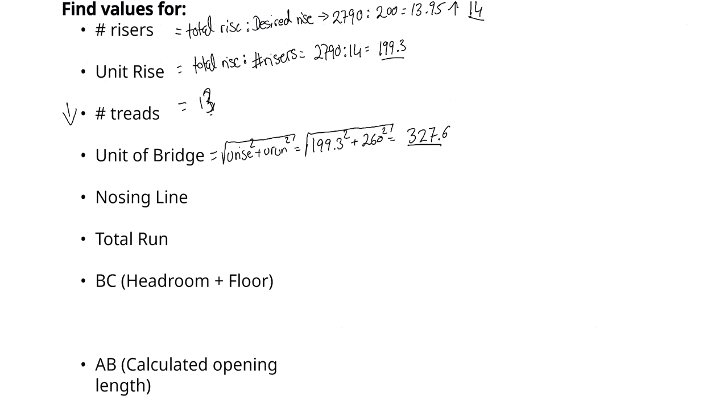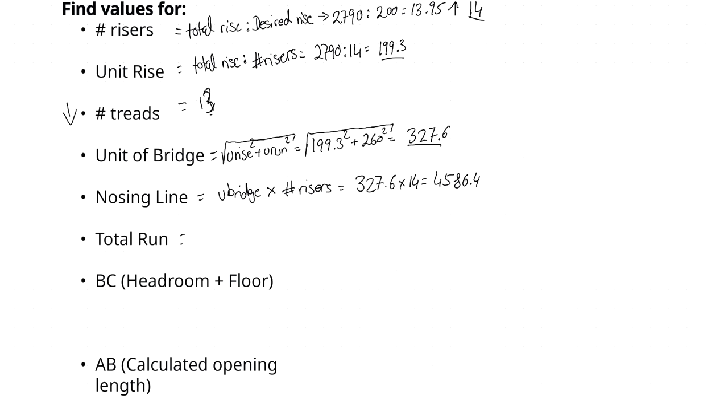So our nosing line is our unit of bridge, also sometimes called unit line length, times number of risers. Okay, so unit of bridge, we just figured out 327.6 times 14, and that'll give us a number, 4586.4. And this number is important for if we want to buy material to actually build those stairs, because it has to be the length of the nosing line and then a little extra to give us a little extra room.